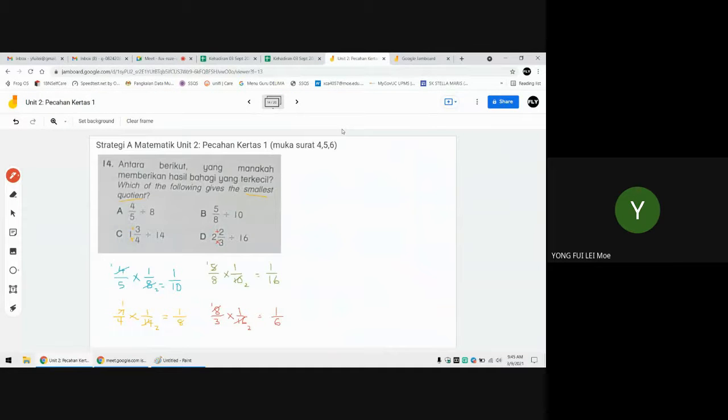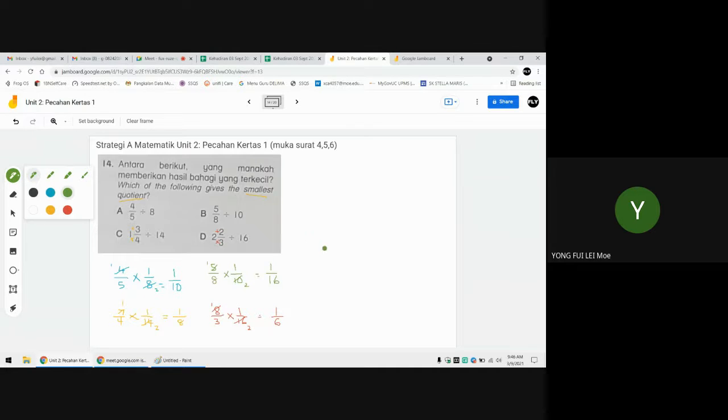Okay, so let's compare. These are wrong already, right? Because you look at this, your answer should be either 16 or 6, correct? These are the two extremes. One should be the biggest, one should be the smallest, right? So we want to find the smallest. I use a green one to represent this.